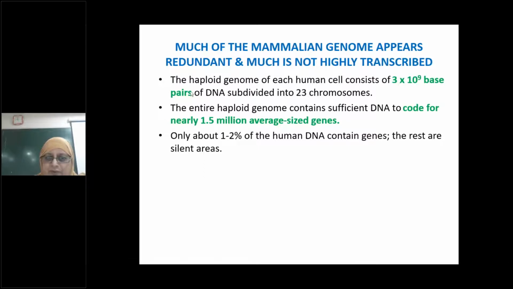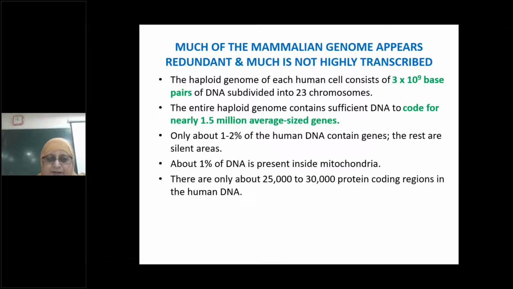So even though so much DNA is present and it can code for so many genes, only 1 to 2% of the human DNA will contain the genes. The rest of the area is silent. And about 1% of the DNA will also be present in the mitochondria. So when you take this into consideration, 1 to 2% of the human DNA containing genes means there are only about 25,000 to 30,000 protein coding regions in the human DNA.